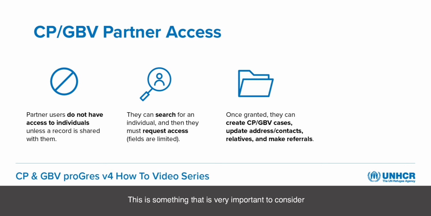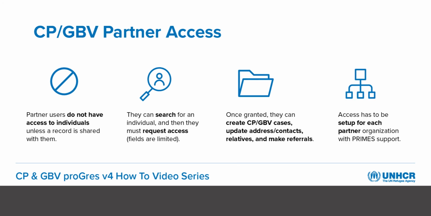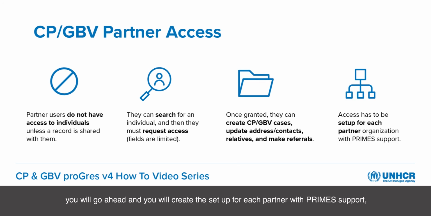This is something that's very important to consider when you are doing your initial deployment of V4 and needs to be discussed about how this will be addressed. Who would be responsible for granting them access? And this will also be dependent upon and determined by caseloads and how much work this would actually take. As part of the deployment, you will go ahead and you will create the setup for each partner with Prime support once it's been discussed about how this will work moving forward.